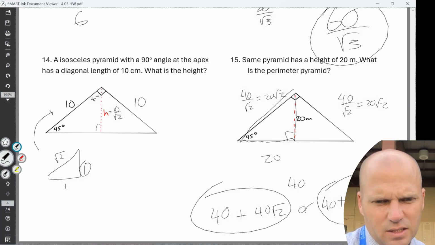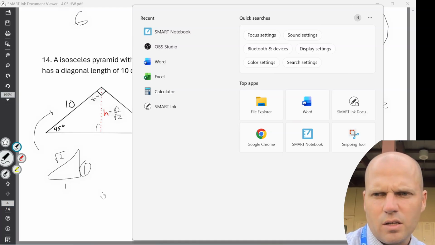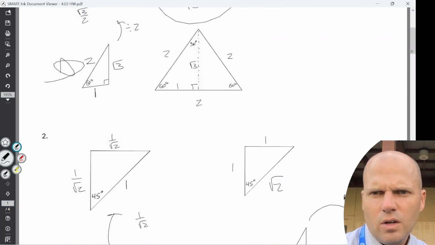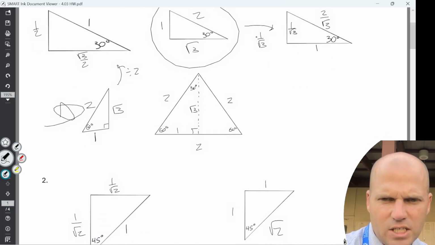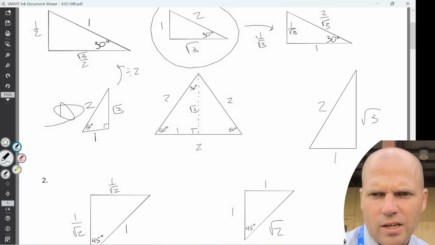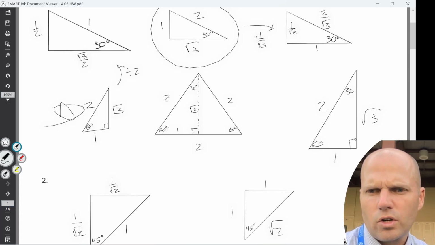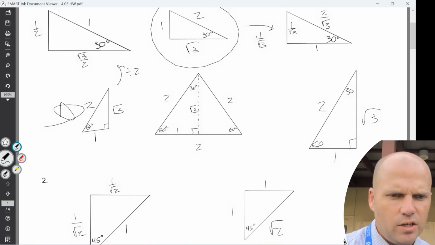But guys, I hope we're not feeling that this is too hard. You just have to know how to scale triangles, which is what we've been doing the last 2 units. You're either scaling a 1, root 3, 2 triangle, which is a 30, 60, 90 triangle, or you're scaling a 1, 1, root 2, 45, 45, 90 triangle.